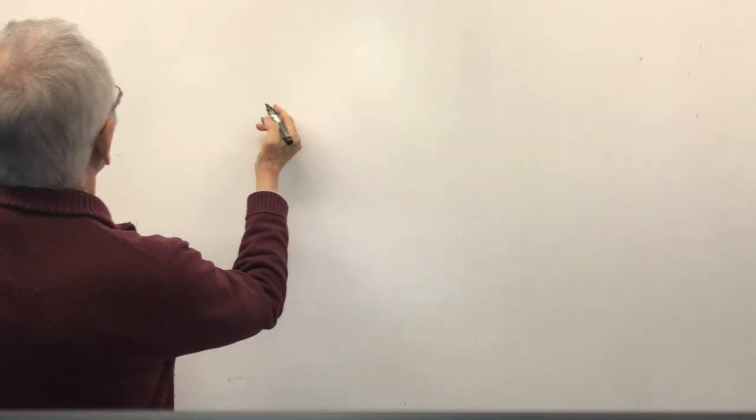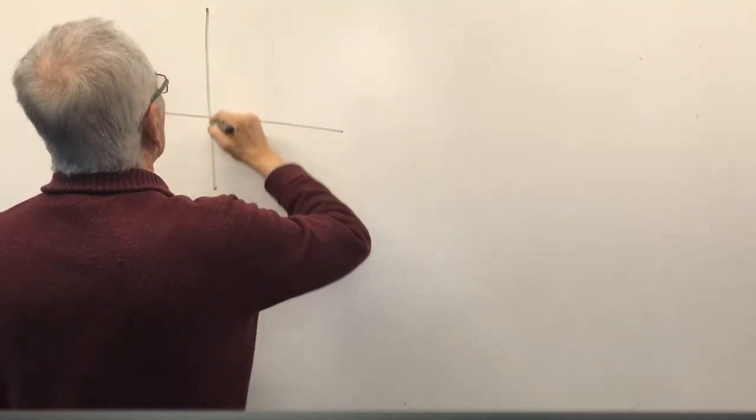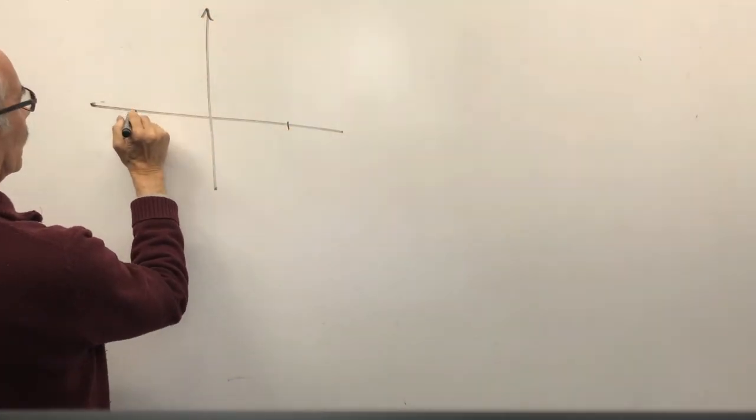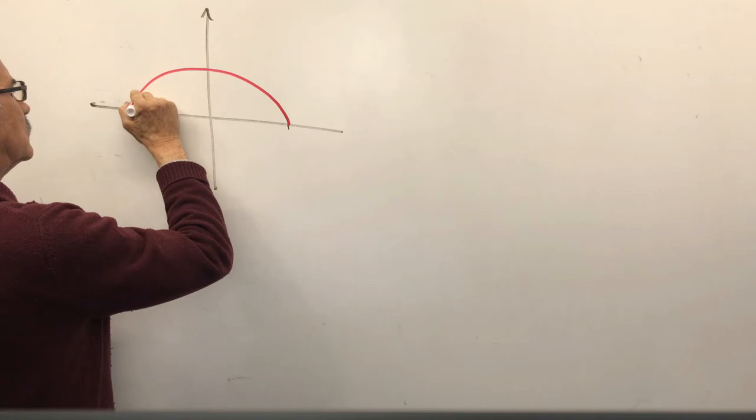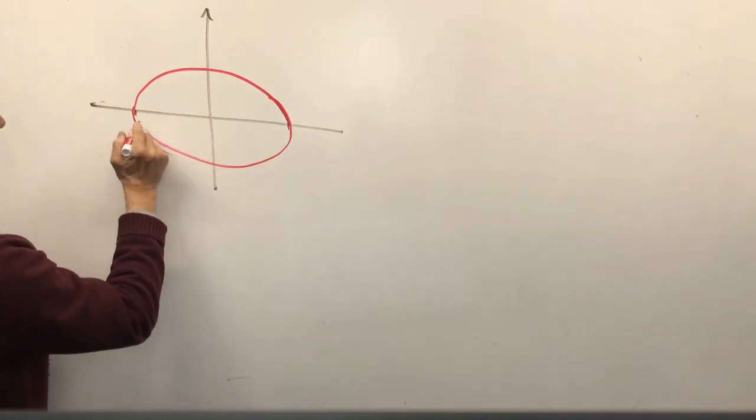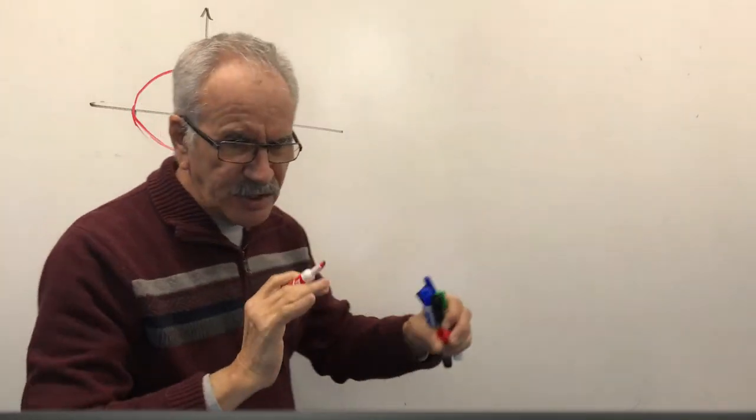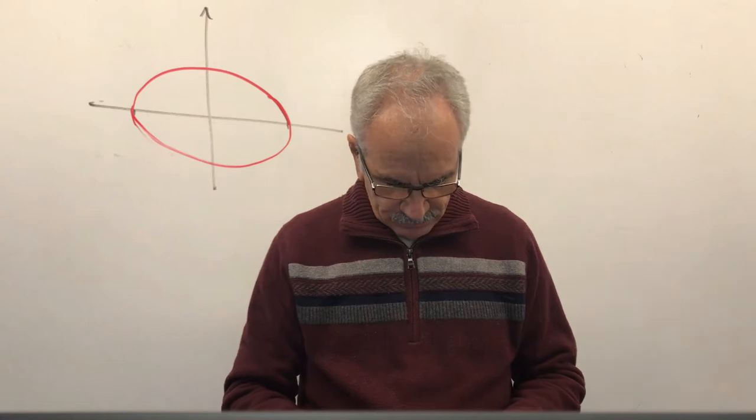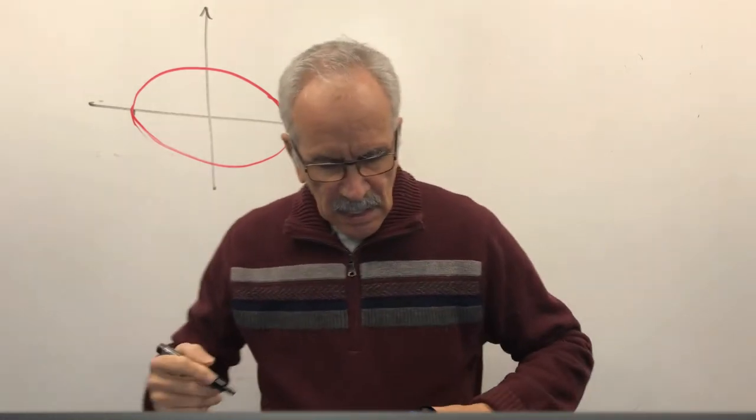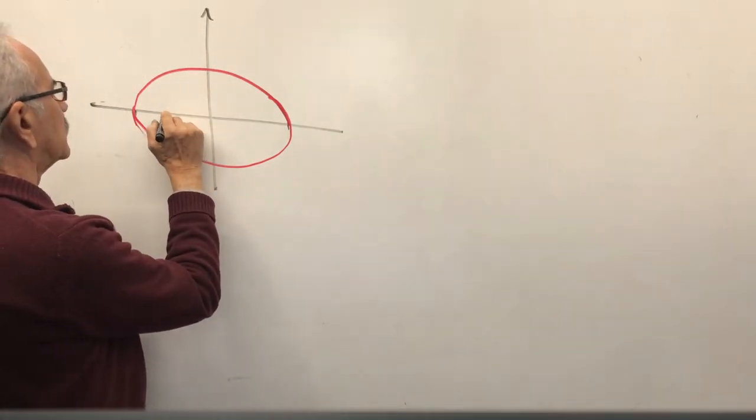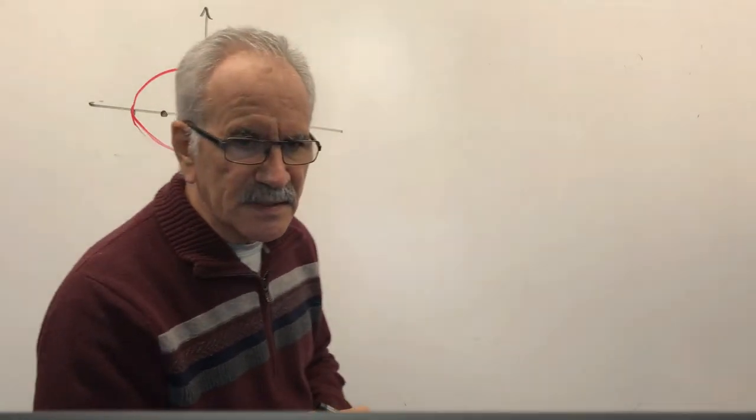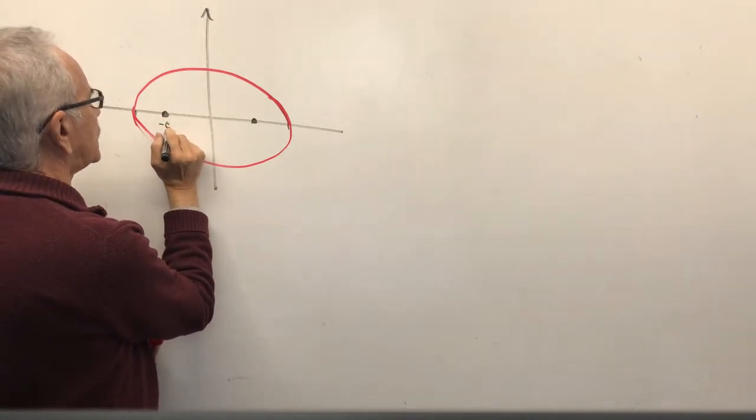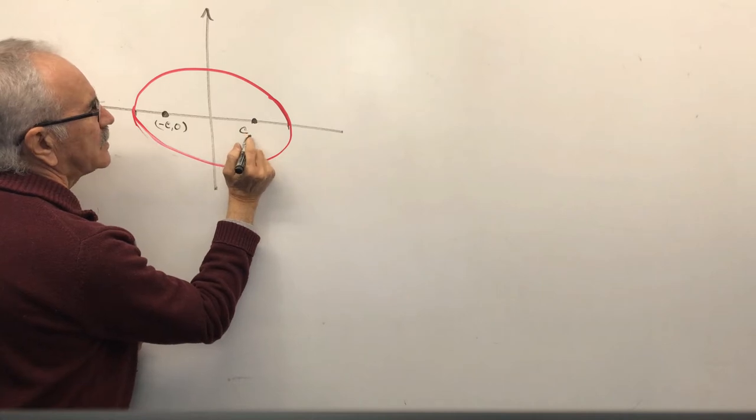What is an ellipse? Something like this. Something like this. Full symmetry with a precision that I can work on the board. The ellipse has two foci, here and here. Sometimes we represent the focus using the letter C. So this will be at minus C comma 0, and this one will be at C comma 0.